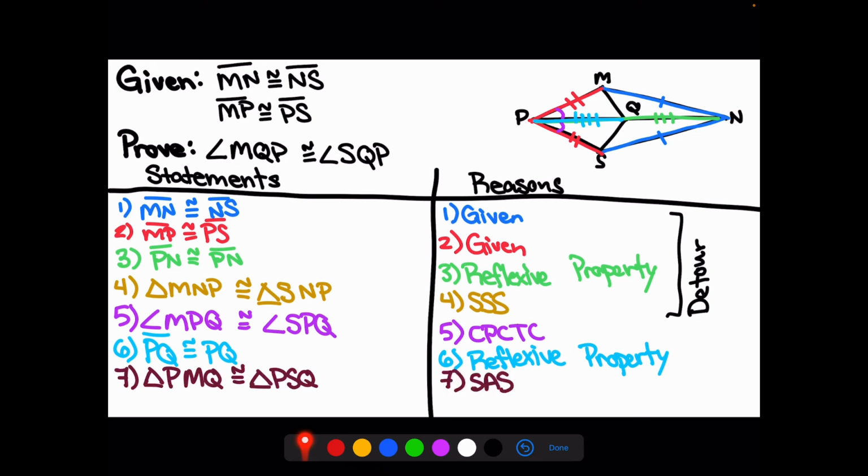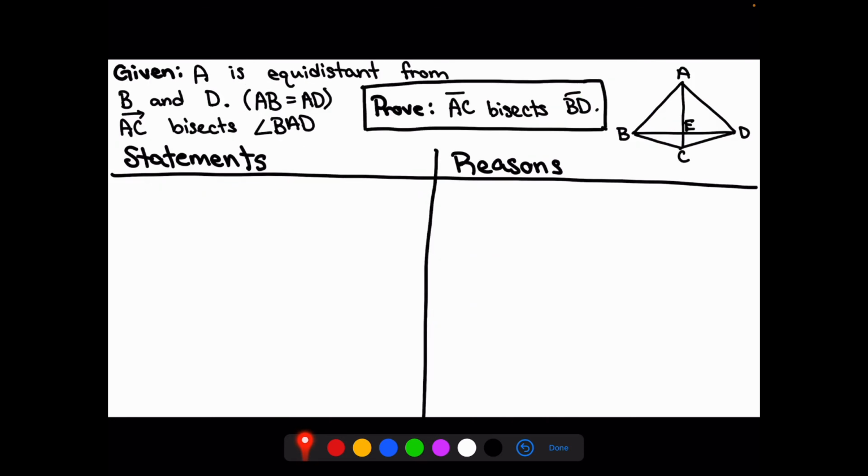And if those two triangles are congruent, these two smaller triangles, then I should now be able to say that angle MQP, our goal, is congruent to angle SQP, also our goal. And we can say that because if the triangles are congruent, then the corresponding parts of congruent triangles are congruent. All right. This should be our last one for the day.